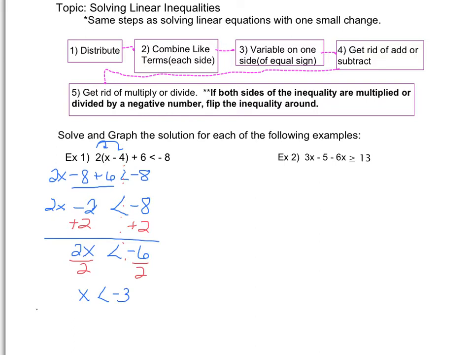So for my last step, if I were to graph my solution here, just like before, I'm going to label just a couple points here on my graph. I'm going to put an open circle at negative 3. And because this is x is less than negative 3, I'm going to shade the left side of negative 3. And that will be my solution and the graph to my solution.